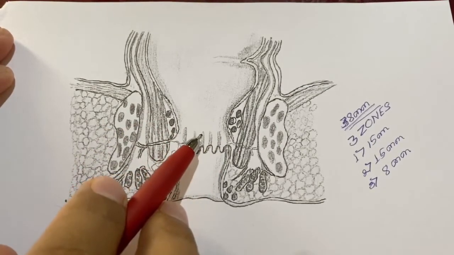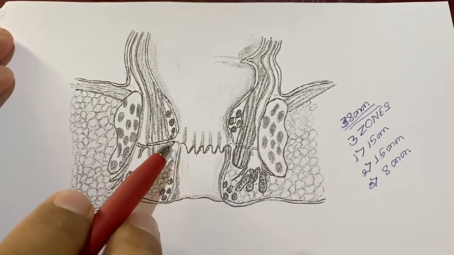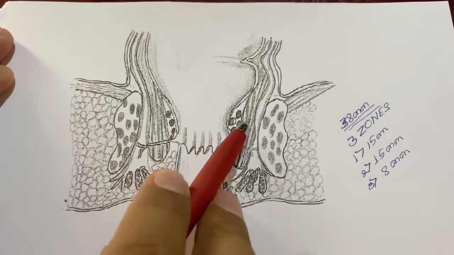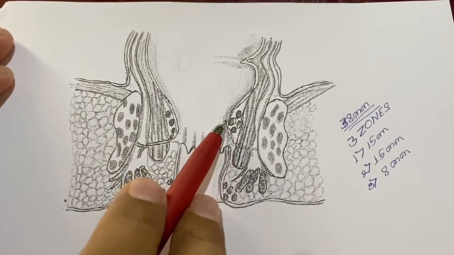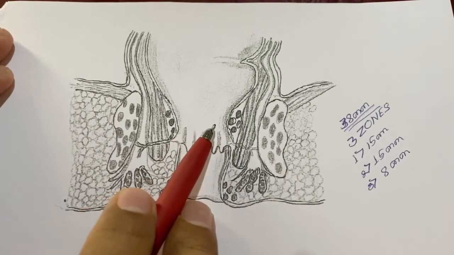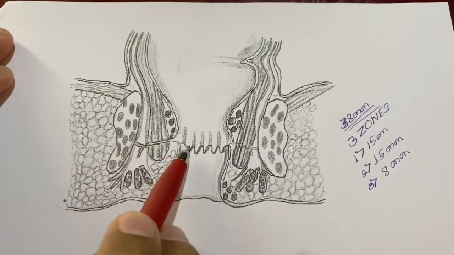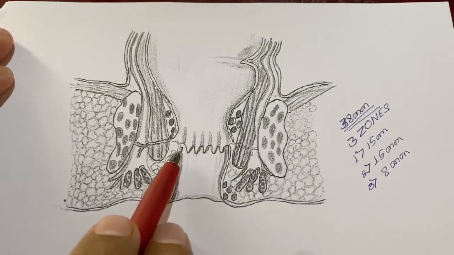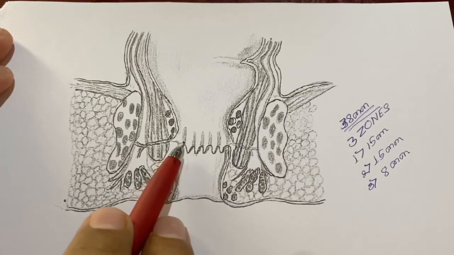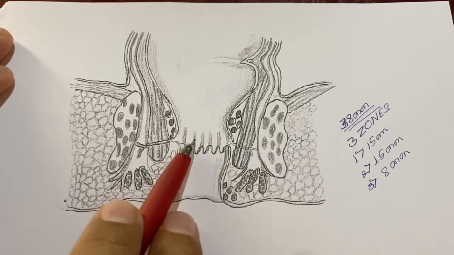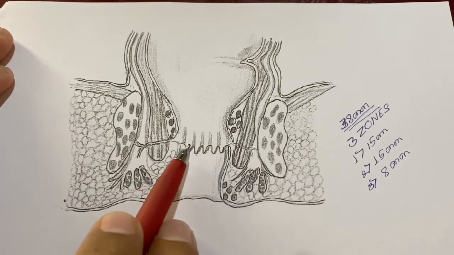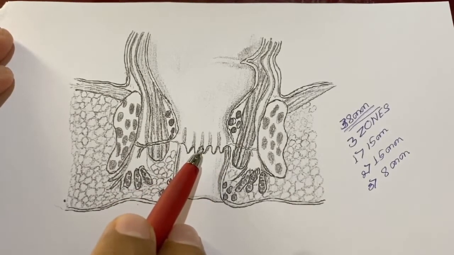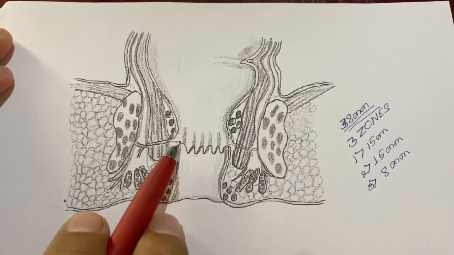The first zone starts here and ends at the anal valves. It is a pale plum red color due to the venous plexus deep to it. There are about 6 to 10 vertical folds of the mucosa called the columns of Morgagni or anal columns. In some books it is given as 4 to 8, so approximately between 4 to 10.